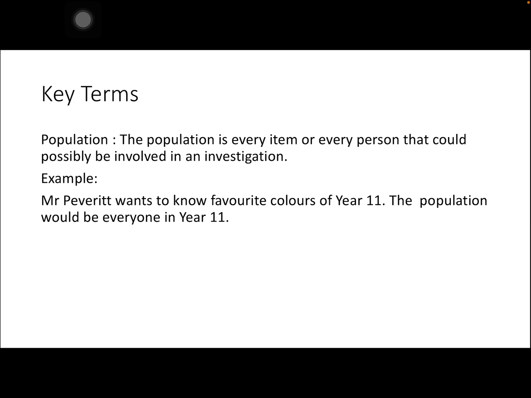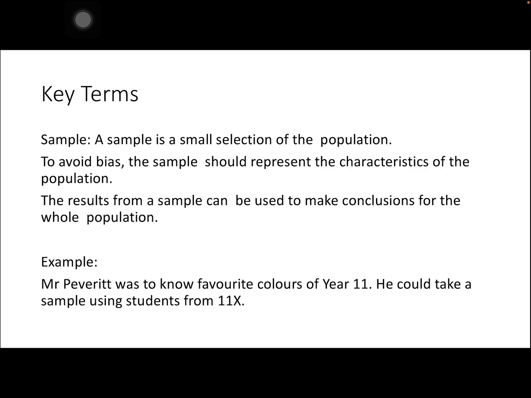So the first one is population. Okay, now the population is every item or every person that's possibly involved in an investigation. So if I wanted to know the favourite colours of students in year 11, the population would be everyone in year 11. Okay, now if we switch that and instead think of a sample, so a sample is a small selection of the population. Now, to avoid bias, the sample we use should represent the characteristics of the whole population, and therefore we can use the results from our sample to make conclusions for the whole population.